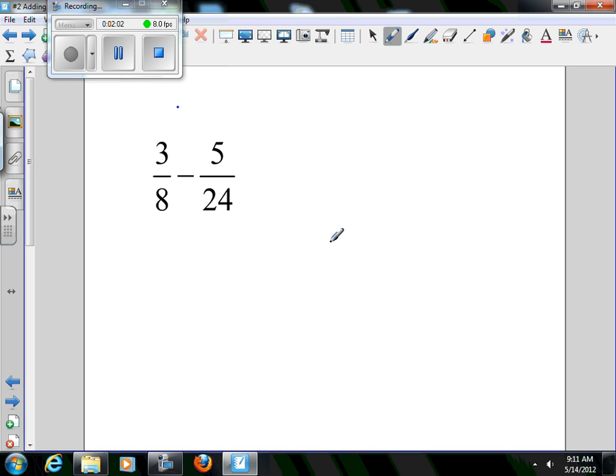Now we have 3/8 minus 5/24. Again, the denominators are not the same, so we need to find a common denominator. What number will both 8 and 24 divide into? Well, the smallest one would be 24 for our least common denominator. And so let's change the fractions. 8 goes into 24 3 times. Multiply our numerator times 3. 3 times 3 is 9. Now, the other fraction is going to stay exactly the same because 24 goes into 24 once, and 1 times 5 is 5. So if we have 9/24 minus 5/24, that gives us 4/24.